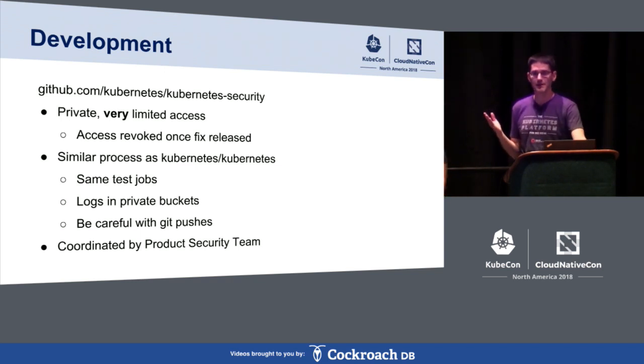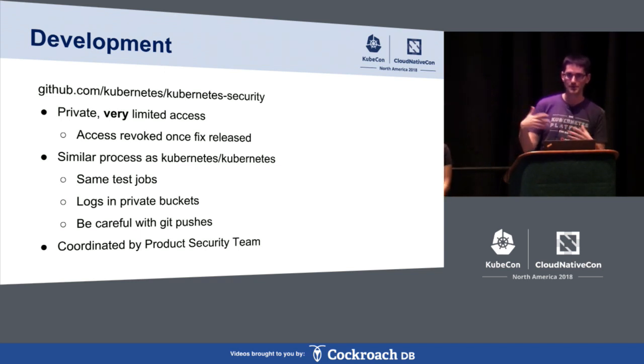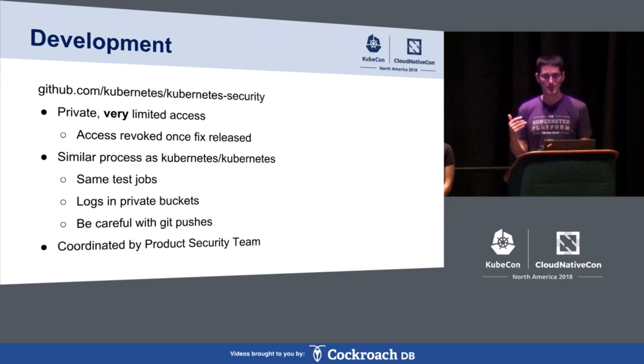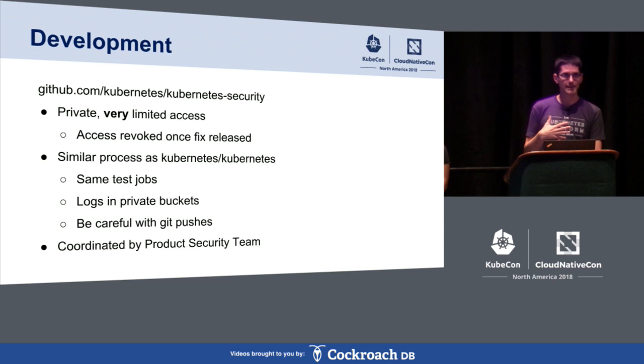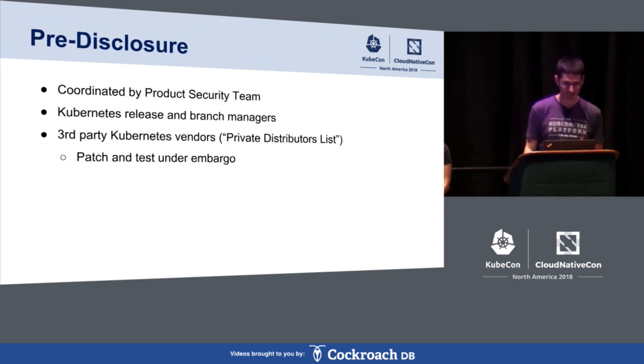And we needed to be careful where we push things, because if we pushed our code to our public forks on GitHub, again, it would make the issue publicly available. And all the development is coordinated by the product security team. So as a developer, I just follow orders, and I don't need to worry about the security aspect of the thing. I have a safe place to develop the fix and do some tests.